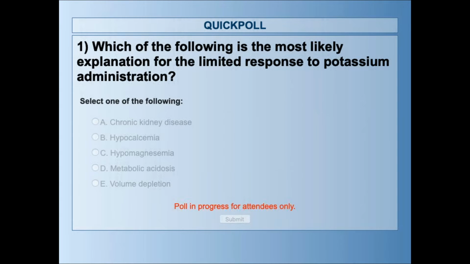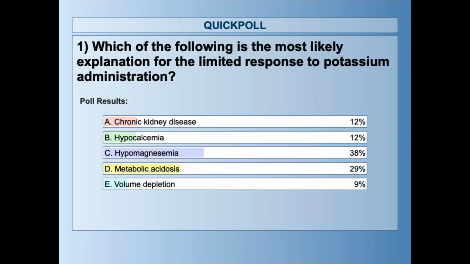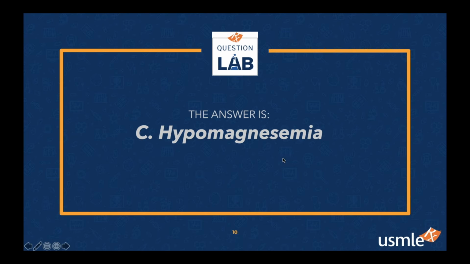All right, let's take a look and see what you selected. 38% of you selected hypomagnesemia, and 29% of you selected metabolic acidosis. So let's take a look and see what the correct answer is. And the correct answer is C. So great job to those of you who got it right. It was a tough question. If you didn't get it right, don't worry. Just listen to Paris now as he explains it to us. Paris.